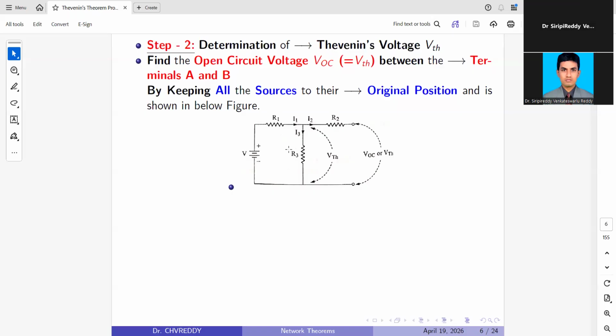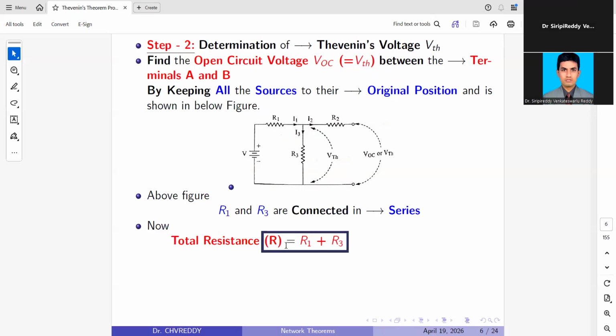This is the source they have given. We are keeping that source as well as the resistors they have given. Those resistors are also there. But here we are calculating the Thevenin voltage between the terminals A and B. In the above figure, if you observe, R1 and R3 are connected in series. Why? Because here you have one closed loop and one open loop. In the closed loop, R1 and R3 are connected in series. Then the total resistance is equal to R1 plus R3.